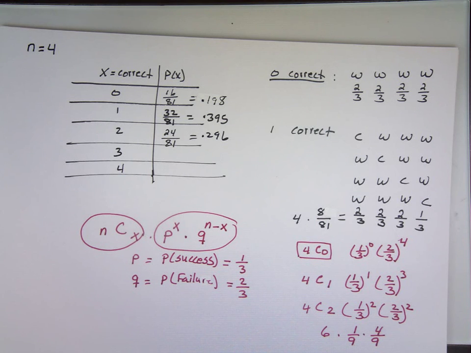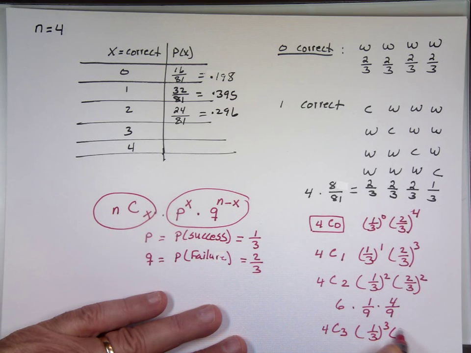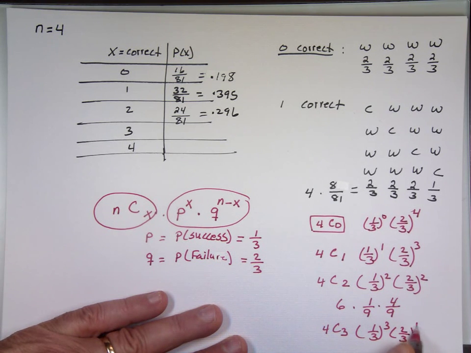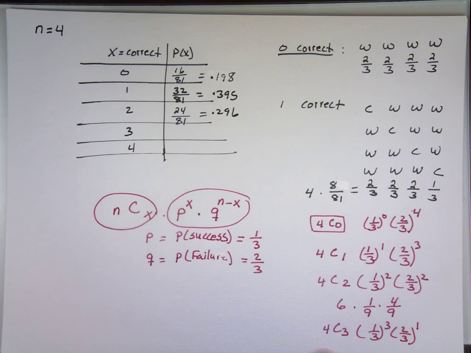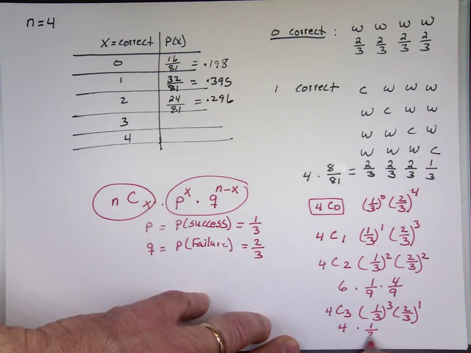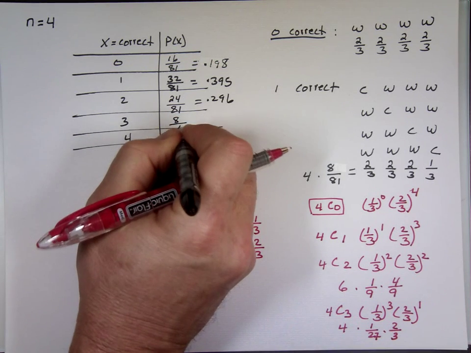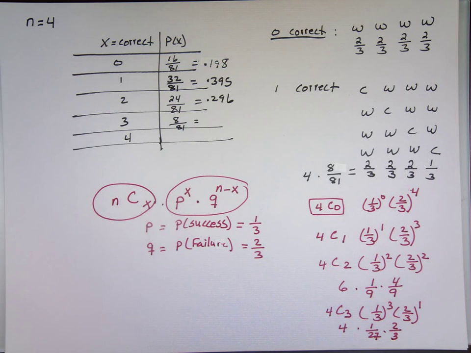The next one, 3 correct answers. 4C3, 1/3 cubed, 2/3 to the first. That's a 4. 1/3 cubed is 1/27, and this is 2/3. 8/81. .099.